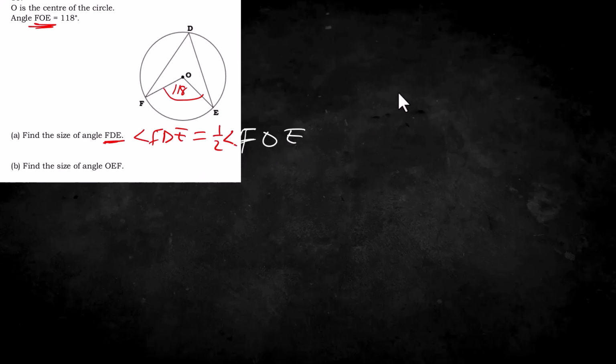Now the next example here, you can pause the video and give it a try. This one is very simple. Either this one is an arc or a chord, the idea is the same. O is the center of the circle, so angle FOE is 118. Find the size of FD. FD is half of angle FOE, that is half of 118.